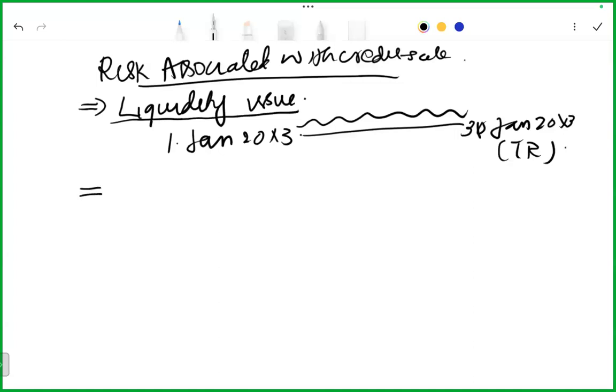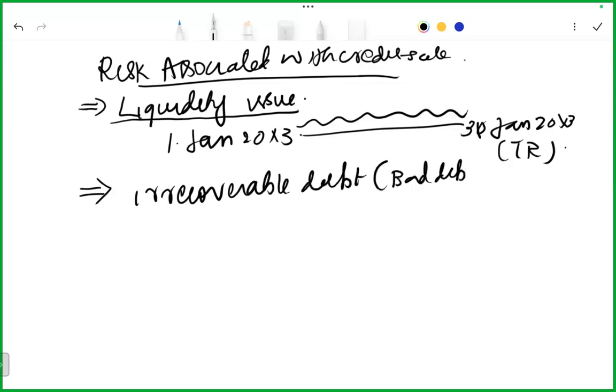Another risk associated with credit sale is, what if your customer defaults on the payment or is not able to make the payment within the prescribed time, which can result in something known as irrecoverable debt. So there is always a risk of irrecoverable debt, very commonly known as bad debt. This is a situation where you will have to write off the entire receivable, or whatever amount of receivable you will not be able to recover from your customer through credit sale. So there are two risks associated with credit sale.